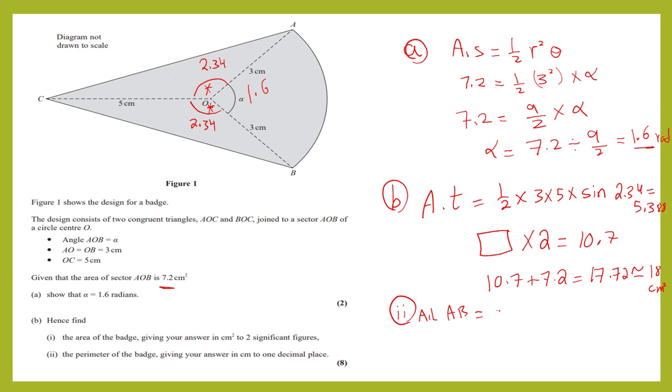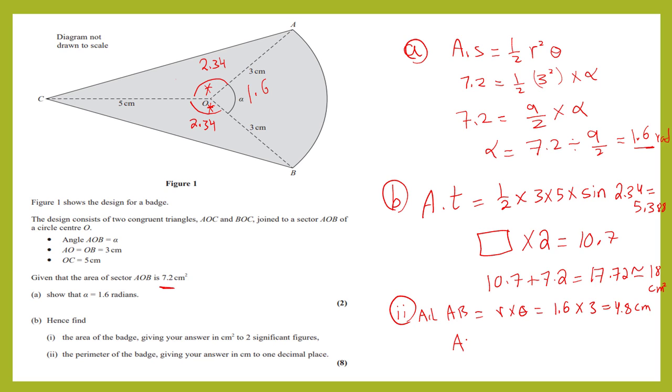The arc length of AB will be r theta, which is 1.6 radians multiplied by the radius, which is 3, gives me 4.8 centimeters. So we got the arc length of this one. We need to find the length of AC, and the length of BC is the same. AC and BC are the same, there are two congruent triangles. So you can get the length of AC by using the cosine rule. Why the cosine rule? Because you have two sides and one included angle.